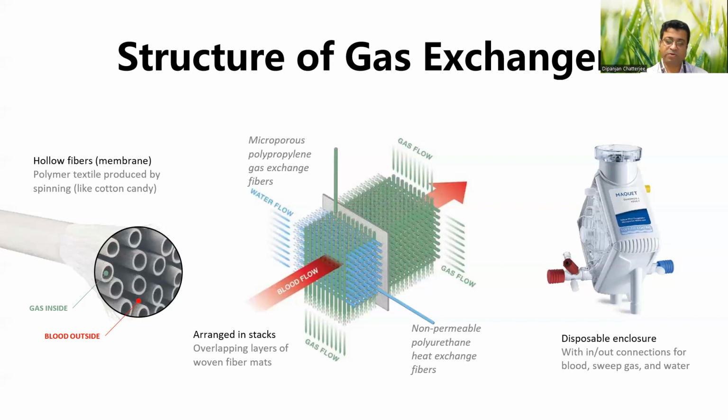And the flow of oxygen and blood is kept in such a way, and these fibers are bound in such a way, that there is a perpendicular motion of blood and gaseous flow so that there is adequate mixing and all the blood can come into contact with the membrane surface.